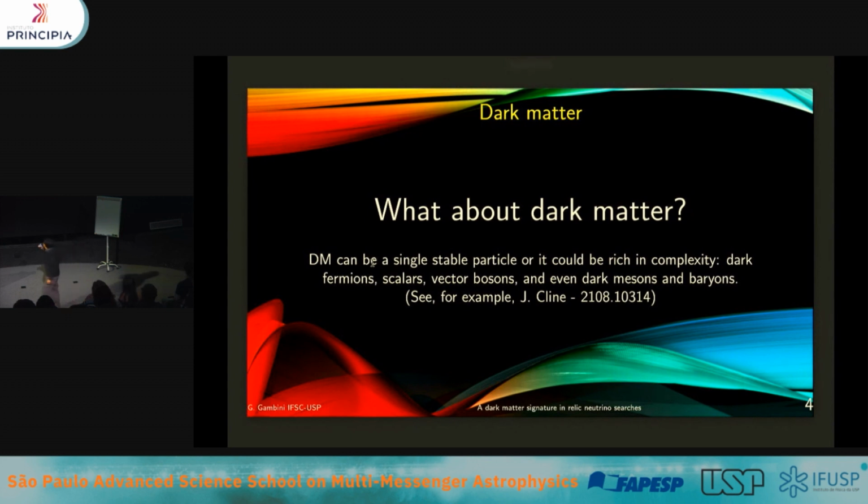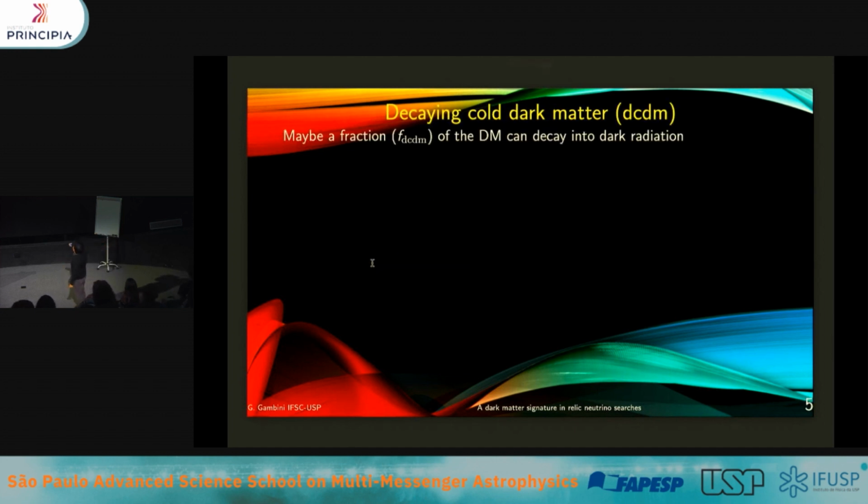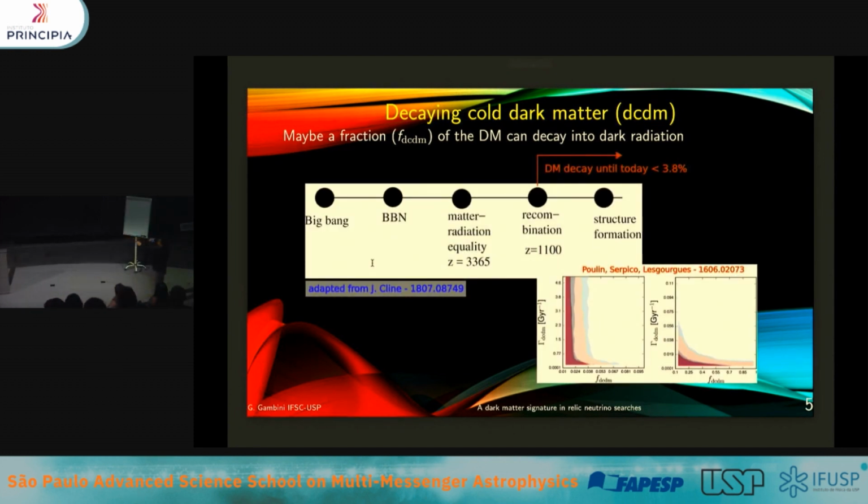Yes, dark matter can be a single stable particle, which is boring, but it could also be new fermions, gauge bosons. It could also form new dark mesons and dark baryons, right? And maybe a fraction of the dark matter can decay into dark radiation. Here we can see in this cartoon that depicts the evolution of the universe from the Big Bang, if dark matter is allowed to decay after recombination until today, about 3% is allowed to decay without having any problem with observations like the CMB, for example.